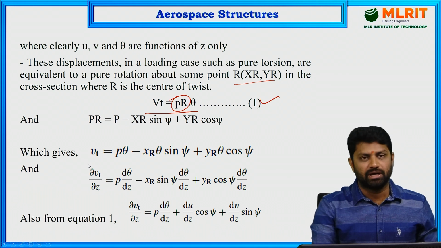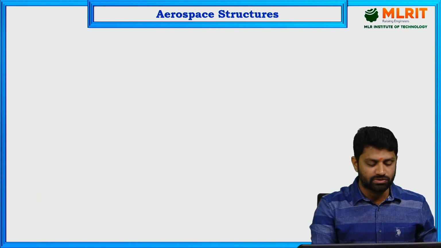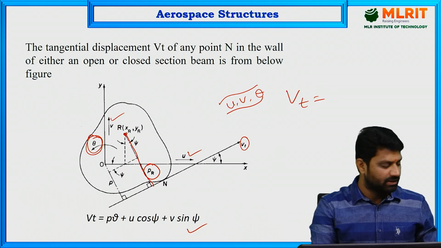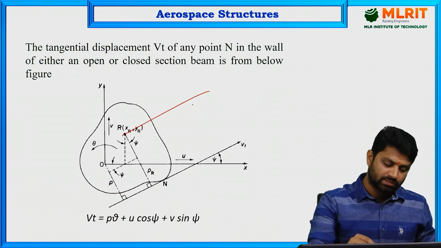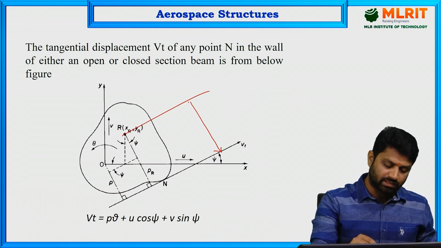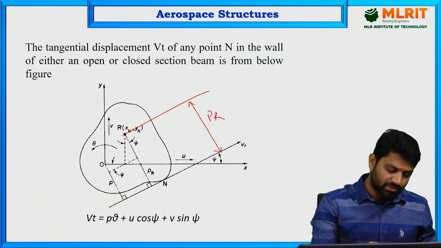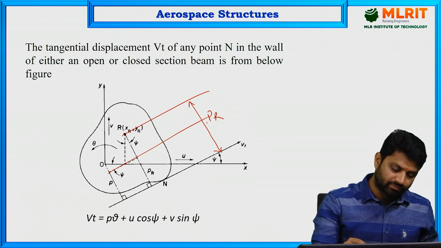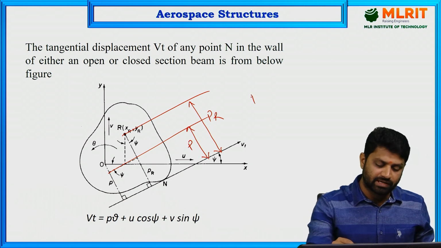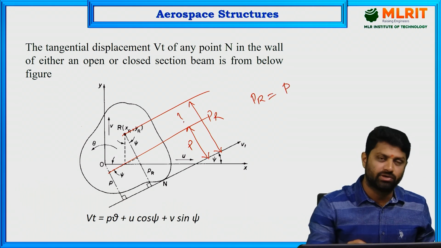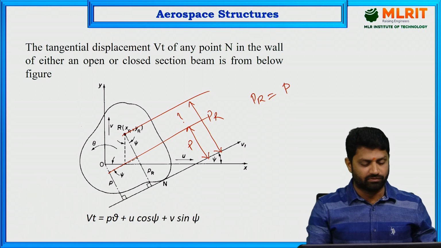Okay, so PR from the diagram. You can see here what PR is. For example, from here to here it is PR, that is there in the diagram. If you try to write this, from here up to here, from here to here it is P, right? So first we write PR equals P, and next we are going to add this distance from the diagram.